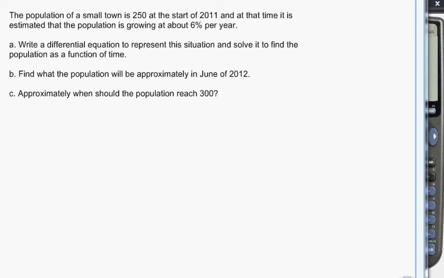It says write a differential equation to represent this situation and solve it to find the population as a function of time. So if we're going to write a differential equation, if we're going to write any equation, we need some variables, and so we've got to define what those variables are. So for a population problem, I'm going to use P because it's convenient to have the letters represent certain things and to remember what they are. So P is going to be the population, which is really the number of people.